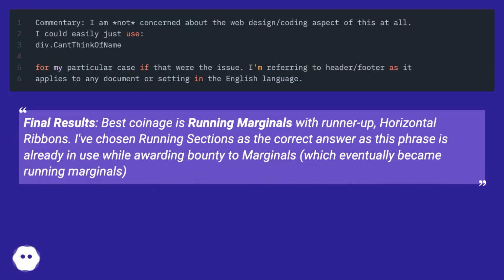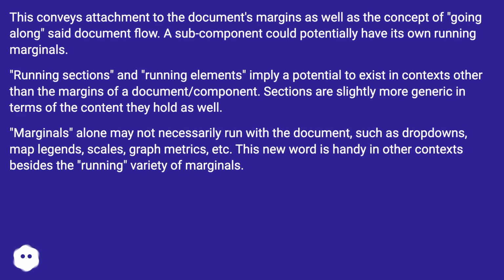Final results. Best coinage is running marginals, with runner-up horizontal ribbons. I've chosen running sections as the correct answer, as this phrase is already in use, while awarding the bounty to marginals, which eventually became running marginals.